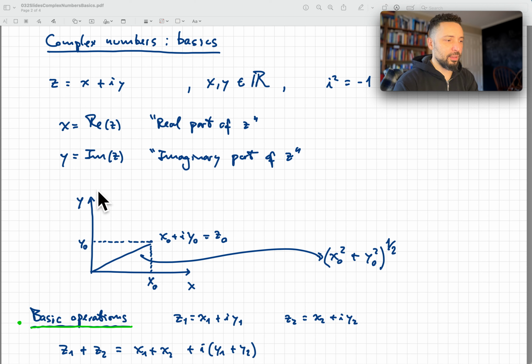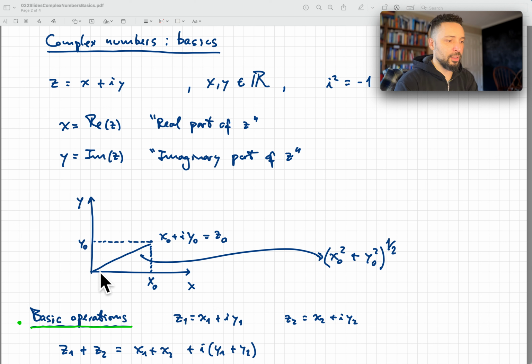We can represent this complex number in a plane like this, the complex plane. And so we would normally use the horizontal axis for the real part and the vertical axis for the imaginary part. A given complex number x0 plus iy0, we can call that z0, would then look like this. It would be some point on the plane, and then x0 would be the projection on the x-axis and y0 the projection onto the y-axis.